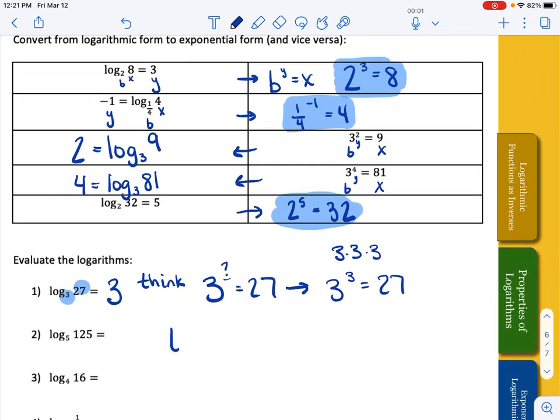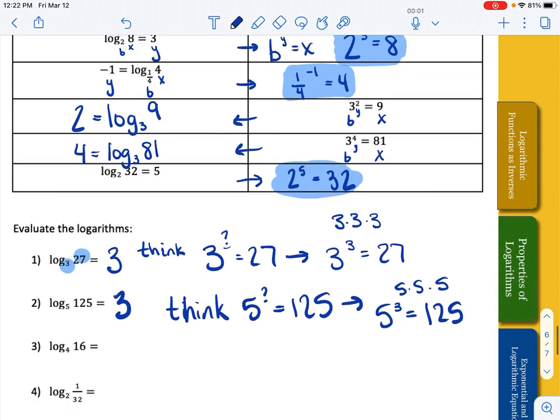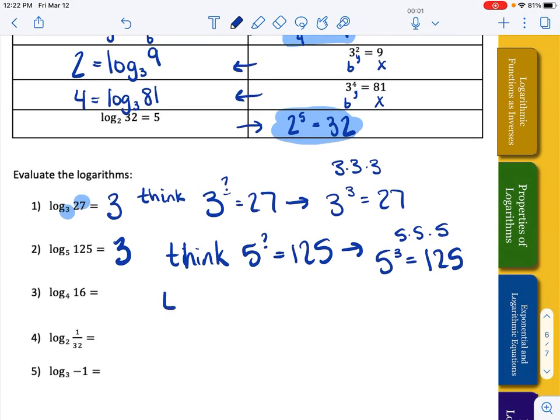You can keep doing that for the rest of these too. Think, 5 to the what power is equal to 125? Well, we know 5 times 5 is 25. Times 5 again is 125. So this one is also a 3. Log base 5 of 125 is also 3. Just happened to be that way. All right, from here, we'll just kind of shorten this. We have 4 to the what power is equal to 16. Well, that is 4 to the second power is equal to 16.